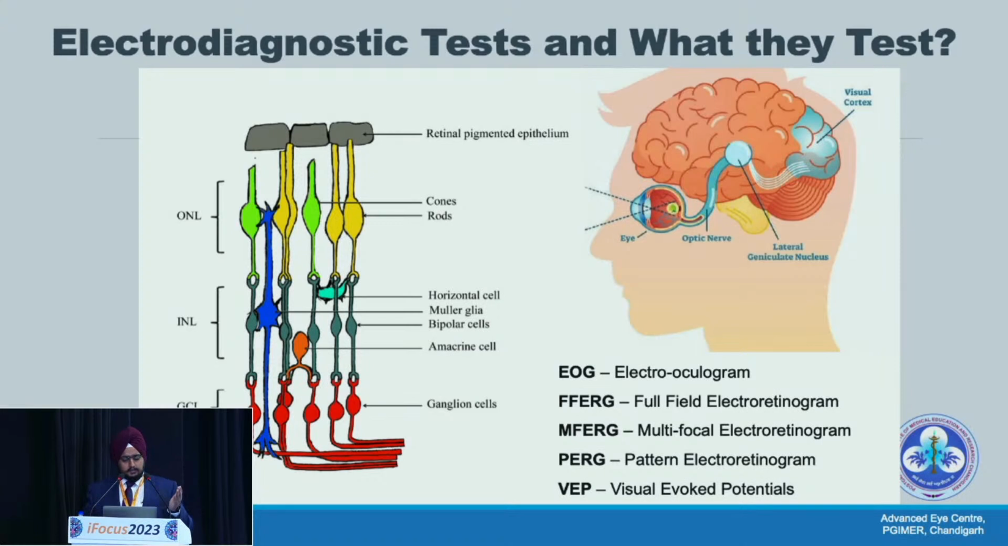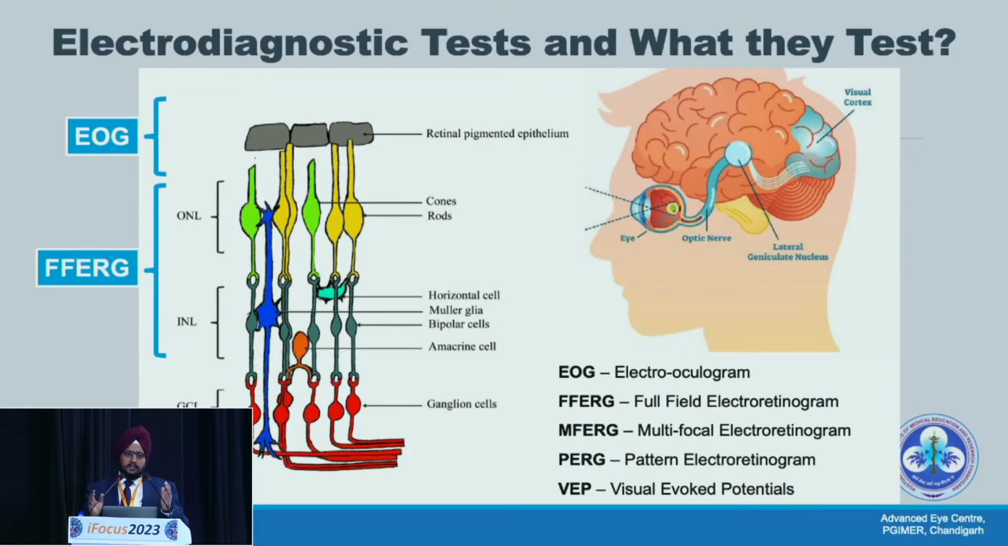Starting with the layers of the retina, first we have the RPE, the outermost layer of the retina. The electrooculogram is a test that gives us the capability to test whether the RPE and the junction of the RPE with the photoreceptors is functioning correctly or not. Then coming to the main layers of the retina, the full field ERG is a test which will give us the capability to test the nine layers of the retina, whether they are functioning correctly or not. And we will come to the detail further as to how we can differentiate between the outer retina and inner retina on the basis of the ERG.